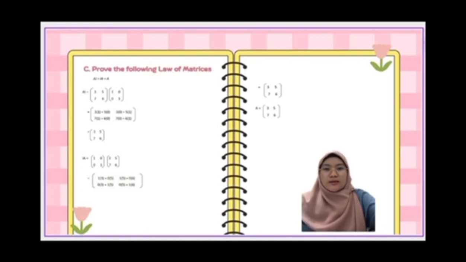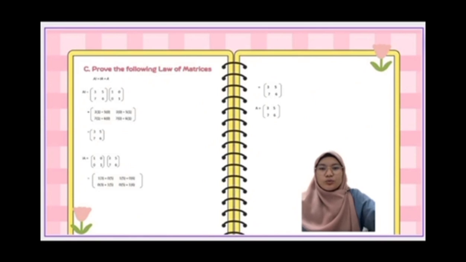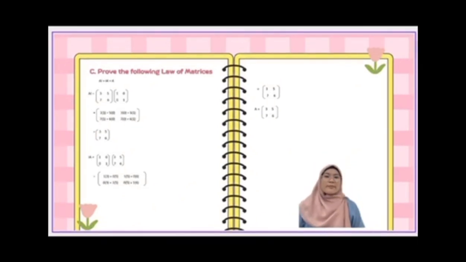Now I will explain question C. The question asks if AI equals IA equals A. It is going to be a 2 by 2 matrix. It is going to be 3 times 1 plus 5 times 0. Repeat the same step, and after that you get the answer. Now we are looking for IA, with the same steps but the identity matrix in front. Just follow the calculation method as before. So it is proven because the answer is the same.